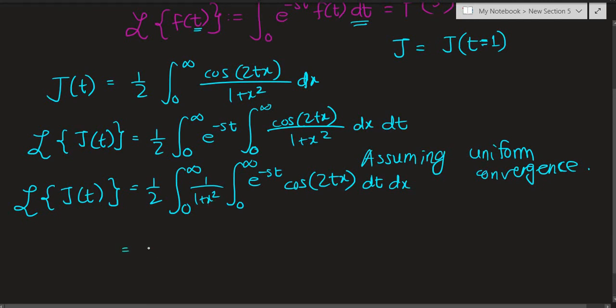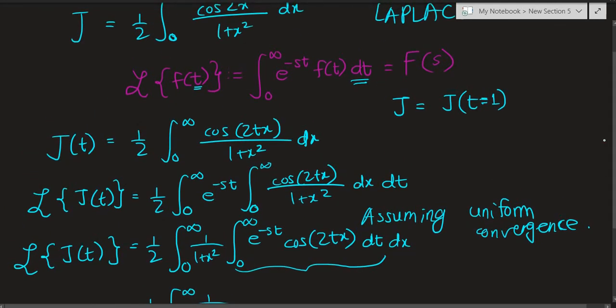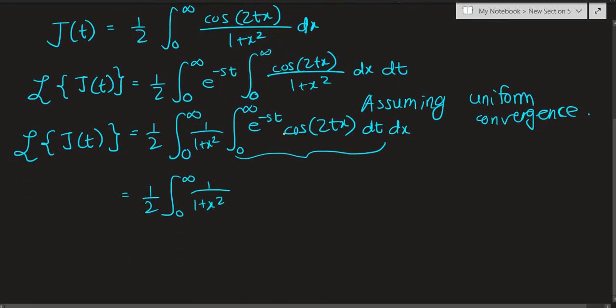So this is going to be half of the integral from 0 to infinity of 1 over 1 plus x squared, and notice what this thing is. We can use our definition of the Laplace transform to recognize that this is nothing but the Laplace transform of cosine of 2tx, and we have a dx term. Nice.